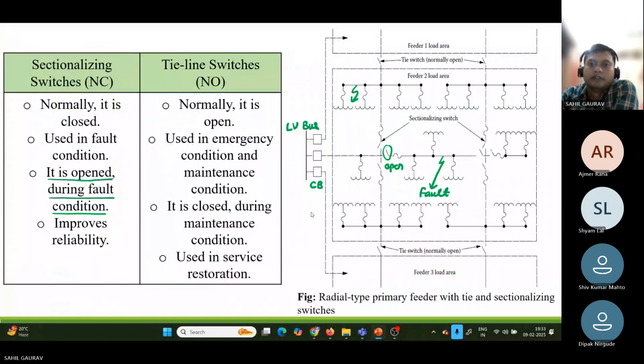These are very important, sectionalizing switches and tie line switches, and they play a major role in this distribution system structure. You have to remember these things: sectionalizing switch and tie line switches. Tie line switches are used to connect the different feeder areas, and they are normally open. They are used in emergency or maintenance conditions, and they are closed when we want to take power from the other feeders.